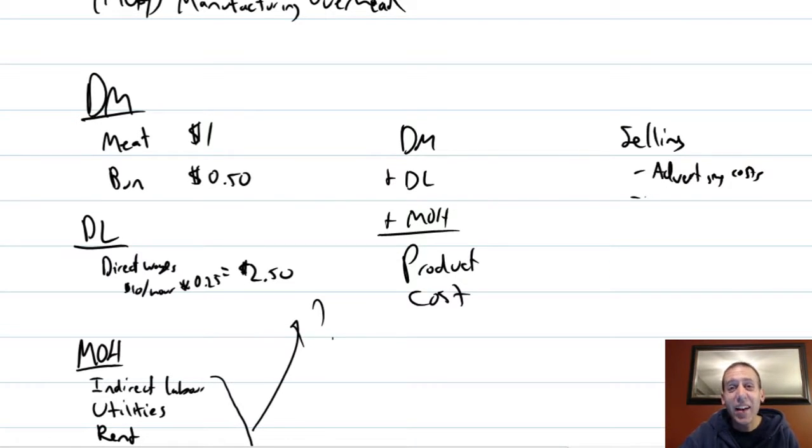If I have salespeople, or in the case of a burger, my servers are a selling cost. I can't sell food without server salaries. And again, when I think of this in context of a factory, I would think of salespeople. But in a restaurant, they're delivering the food. They're in charge of taking the orders. I would consider servers a selling type cost.